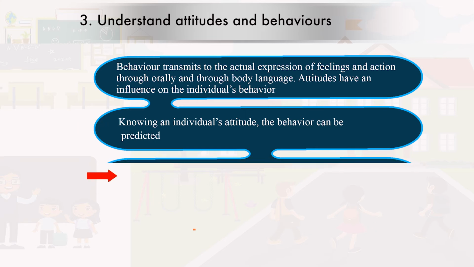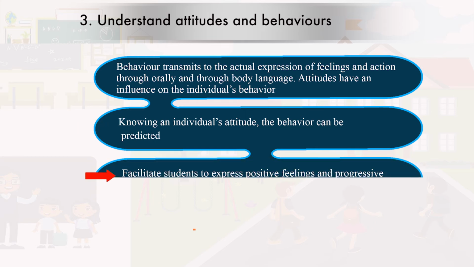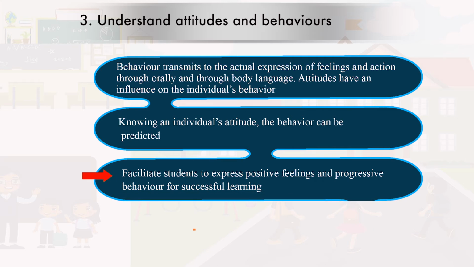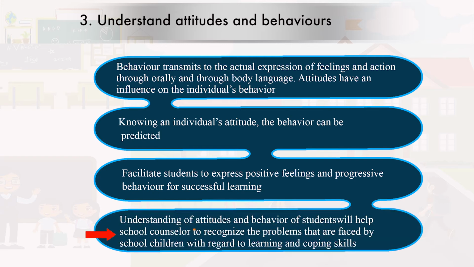One of the major goals is to facilitate students to express positive feelings and progressive behaviors for successful learning. It is very important for the school counselor to understand the attitudes and behaviors of students related to academic achievement. This understanding will help the school counselor to recognize the problems that are faced by school children with regard to learning and coping skills.